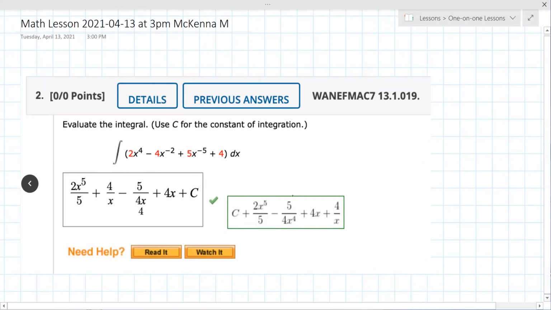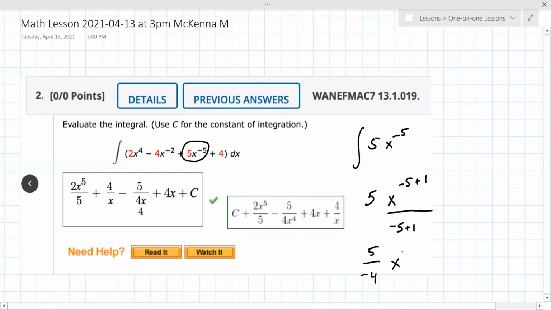Are you referring to this one right here? Yeah. Okay. So if we just look at this part right here, the integral of 5x to the minus 5, you always add 1 to the exponent. And then you divide by the new exponent, which is the same thing as this exponent. So that gets you the 5 over negative 4, x to the negative 4 power.